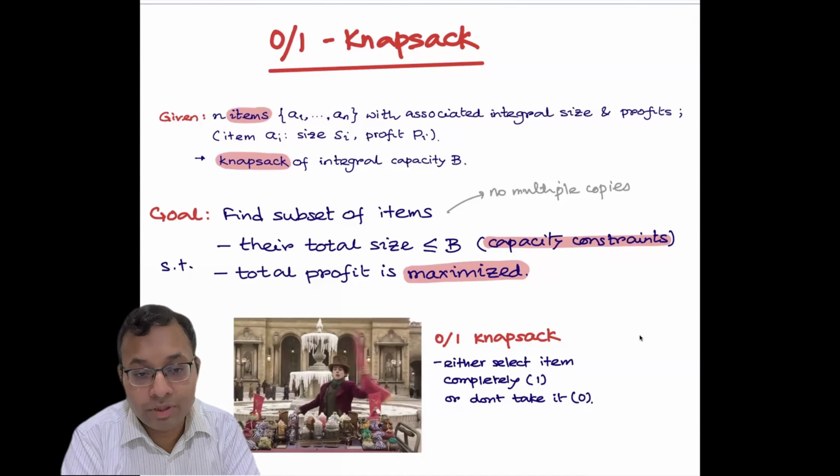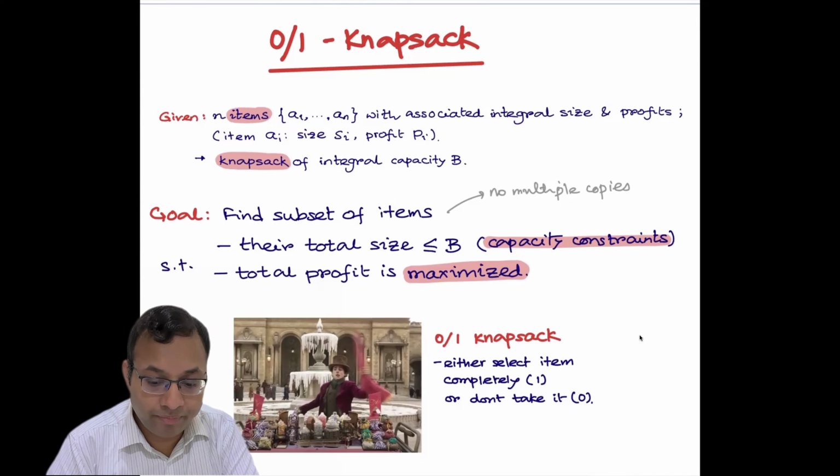Our goal is to find a subset of items such that their total size is at most the knapsack capacity, so it should satisfy the capacity constraint, and we also need the total profit to be maximized. Unlike the fractional knapsack problem, now we are not allowed to cut any item, and unlike the unbounded knapsack problem, we are not allowed to use multiple copies. We can only use an item entirely, or not take it. Think of the example we talked about from Charlie and the Chocolate Factory: either you take the entire chocolate or you don't take it.